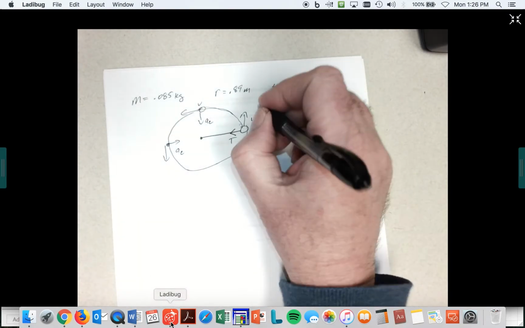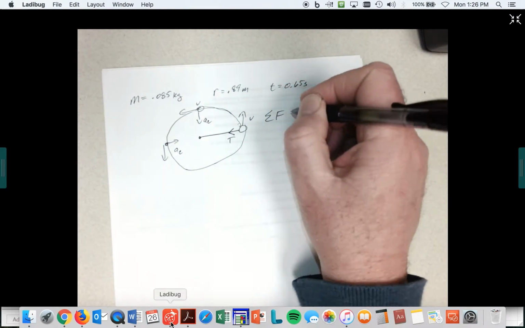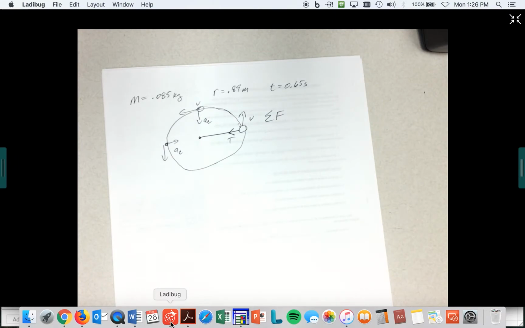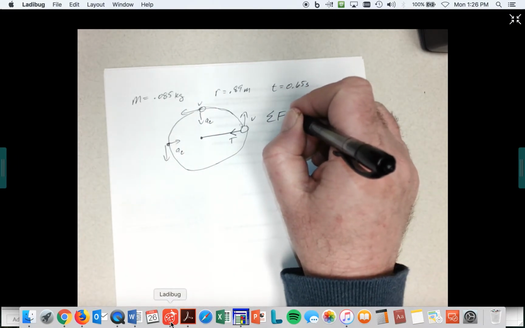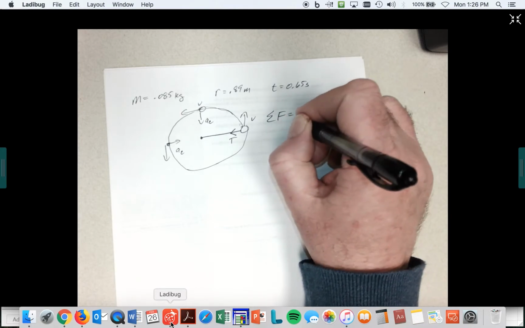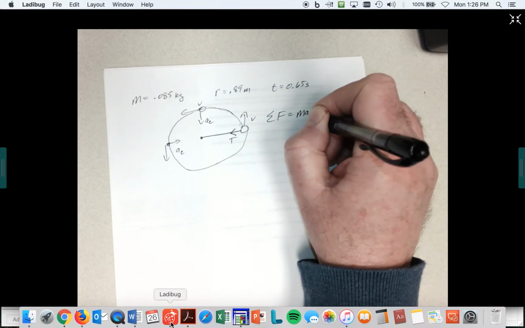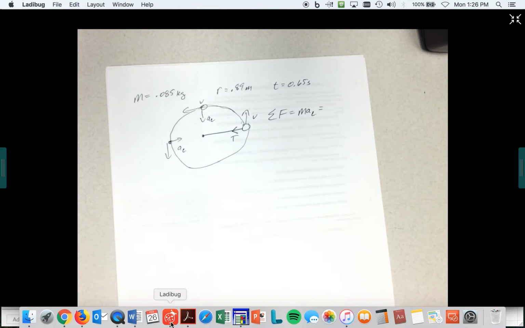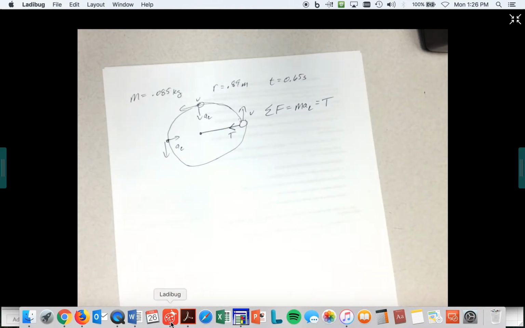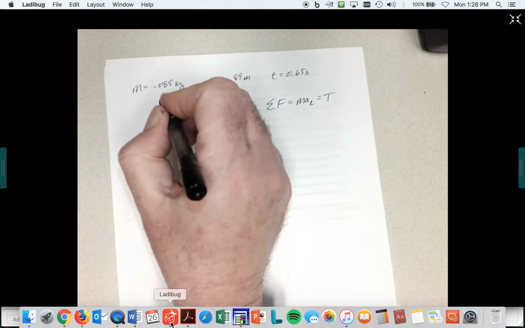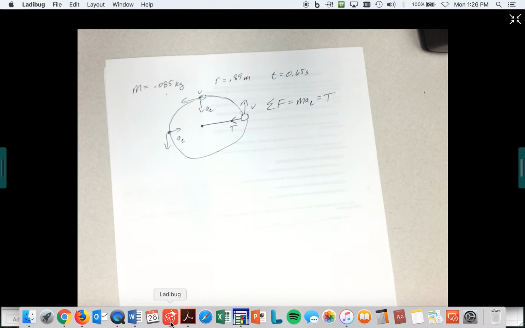So this is the big point. The sum of the forces on this thing is the net force, which is m a_c. And the only force I see in my free body diagram is the tension. So once I calculate the centripetal force, and I know the mass, I'm done. But there are some other things I want to talk to you about here.